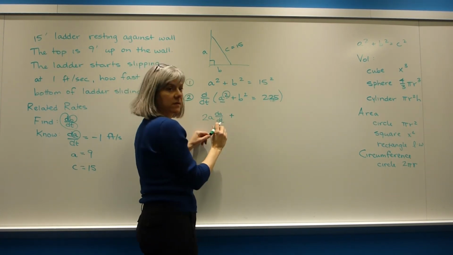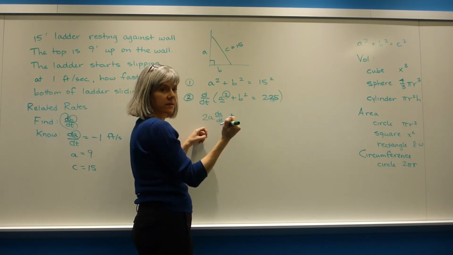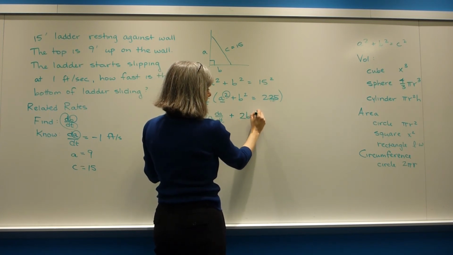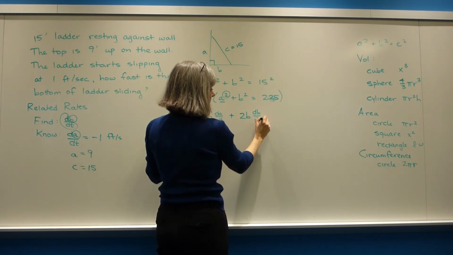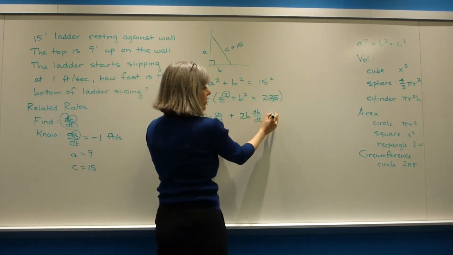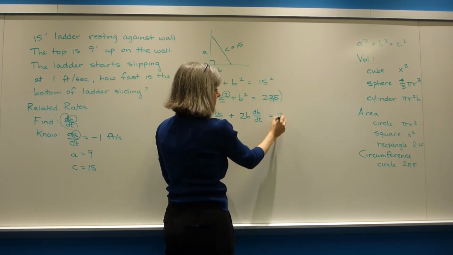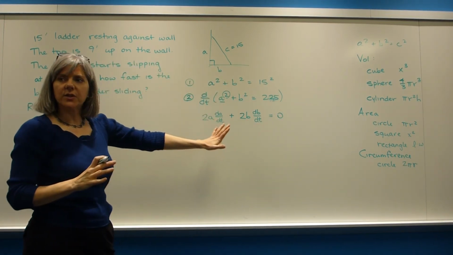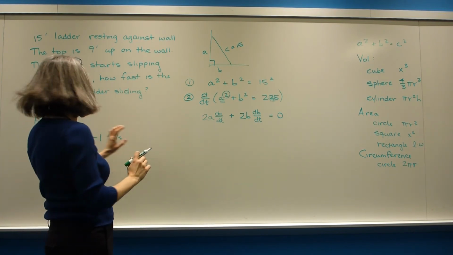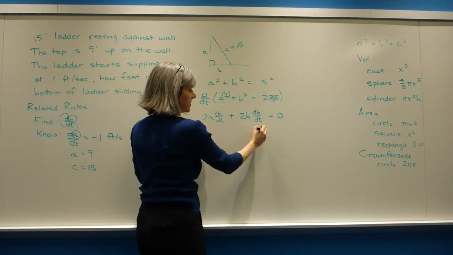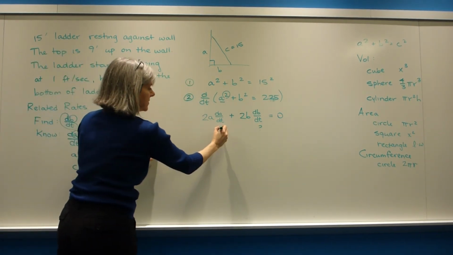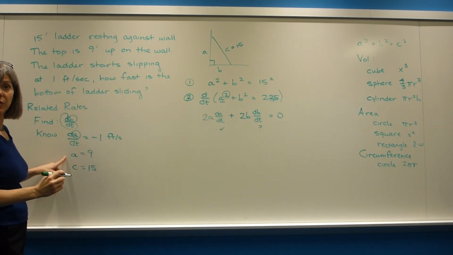I do the same thing with B. So you go ahead and write down the derivative of B squared with respect to time. Everybody get that? 2B dB/dt. Derivative of 225? 0. Okay, so now let's look across and see what we have and what we need to find. We are trying to find dB/dt. We have dA/dt. We have A, our point of interest.